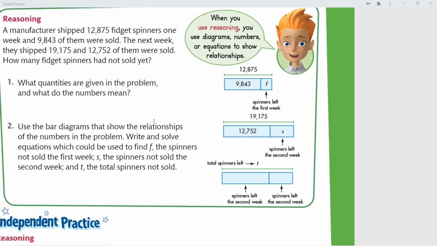Now we know that 9,843 were sold. So those were the ones that were sold from week 1. Now our second set of numbers was 19,175. Those were shipped on week 2. So I'm writing these down as we go. And then 12,752 were sold from week 2.